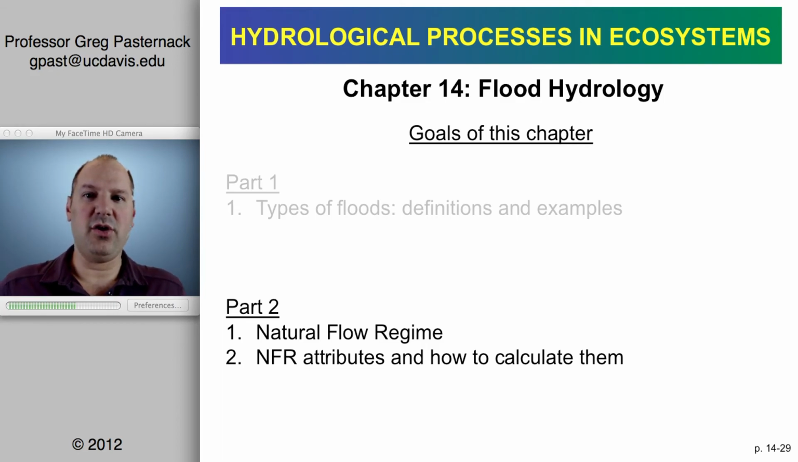And what I want to do here is introduce you to the concept of the natural flow regime, define the elements of the natural flow regime, and then give a number of examples of specific analyses that you can do. These are your breadwinner, moneymaker analyses that, as a hydrologist, you can just do and really characterize the natural flow regime for a client, and understand what the processes are that are at work in a system.